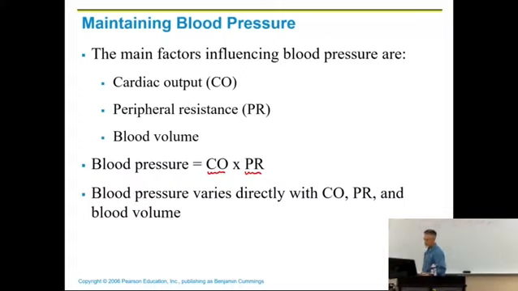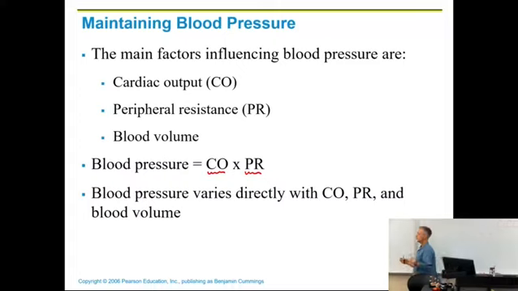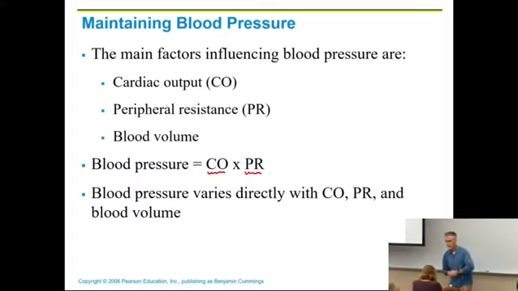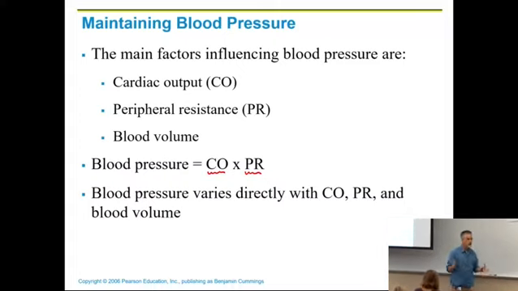But we can do that. In some cases, in an emergency, yep, we flood the system with epinephrine, and a lot of them are going to constrict. Usually, we're doing it very targeted, right?